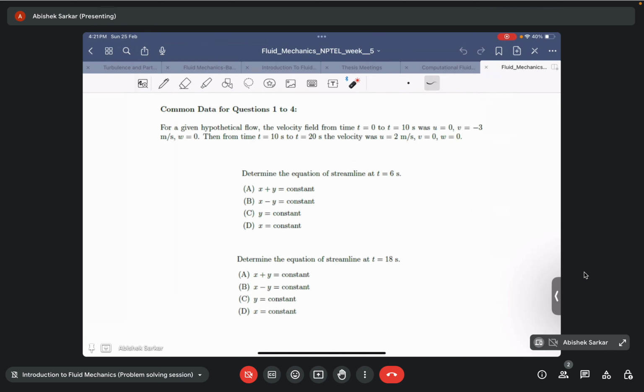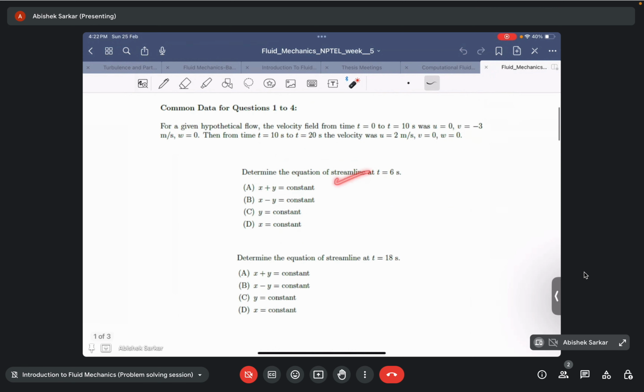for a hypothetical flow, the velocity field from time t equal to 0 to t equal to 10 was u equal to 0, v equal to -3, and w equal to 0. Then from the time t equal to 10 to 20 seconds, the velocity field was given by u equal to 2 meter per second, v equal to 0, and w equal to 0. Then you are asked to find the equation of streamline for t equal to 6 seconds and t equal to 18 seconds.